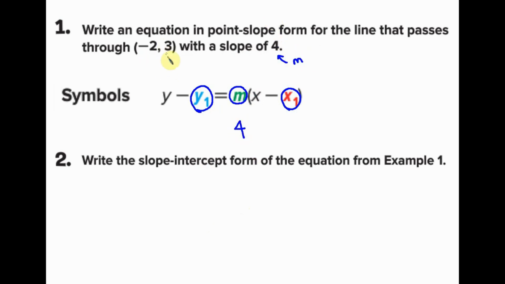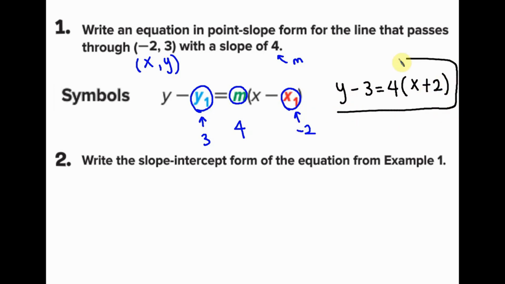When you are given a coordinate, it is always written in x, y format. So the first number, -2, is going to be your x1, and then your y value 3 will go here. If I rewrite this, it's going to be y minus your y1, which is 3, equal to m, which was 4, times x minus x1, which was -2. So here's the thing, minus negative 2 will be positive 2, and this is how you write point-slope form.